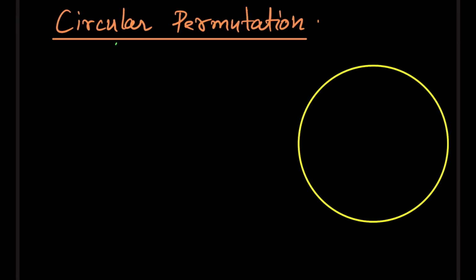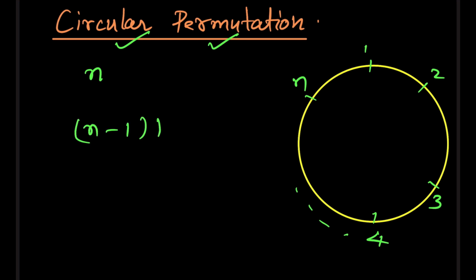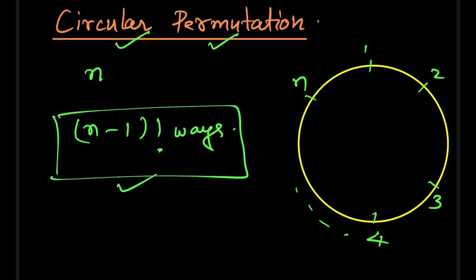So now let's see what is circular permutation. In case of circular permutation, suppose n objects are placed on a circle, 1, 2, 3, 4, and so on till n objects are arranged in a circle. How many unique arrangements will you get? You have a formula: n minus 1 factorial ways. Now you must be curious how n minus 1 factorial ways.